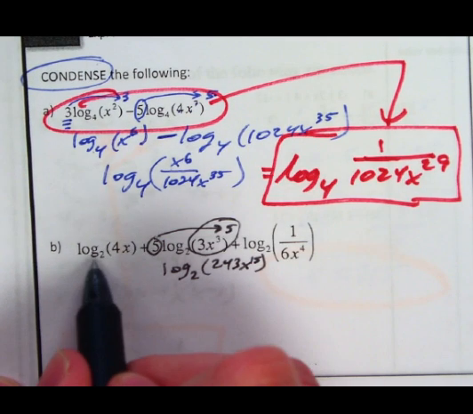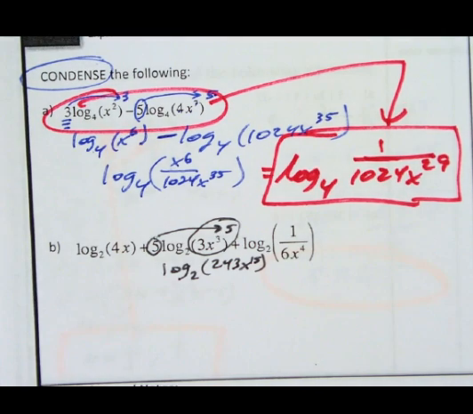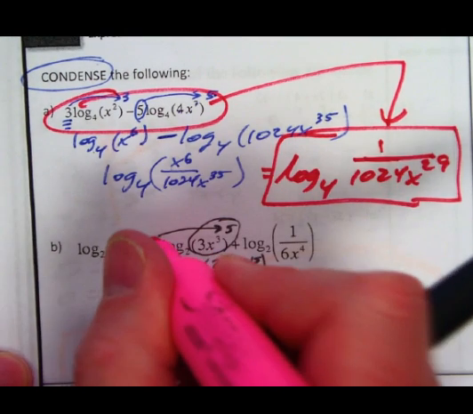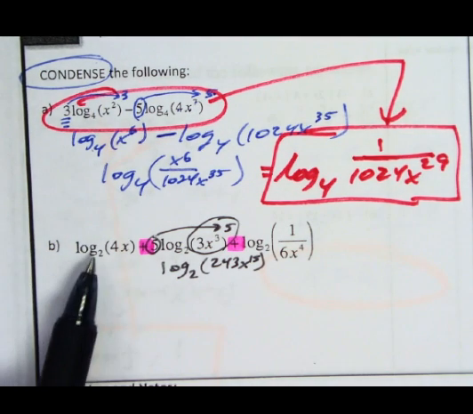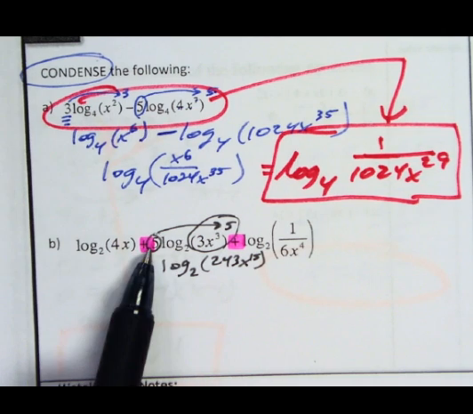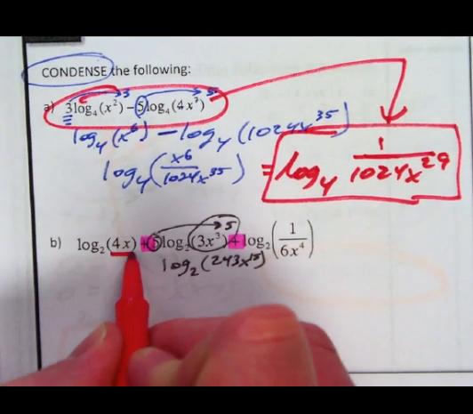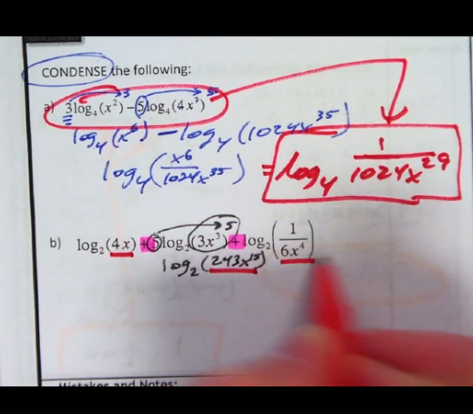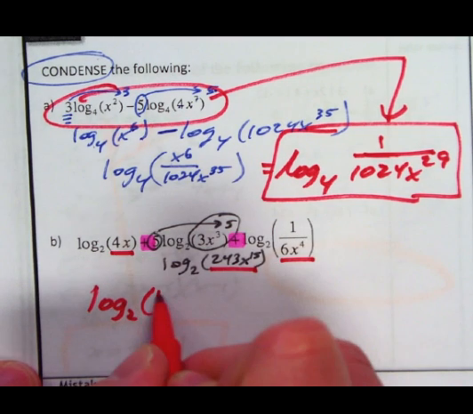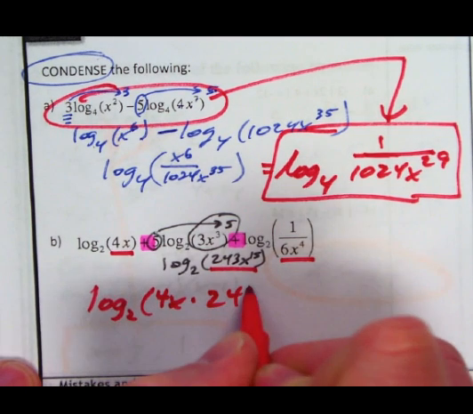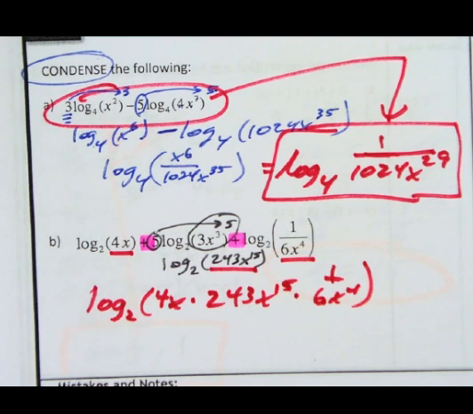Then what I need to do is group this plus that. You'll notice those plus signs are going to go to what's called the product property of logs, where if the same base, all of these have base 2, are written through addition, then we multiply those parts together. The parts that we're going to be multiplying together are this 4x, this, and that, because they all had log base 2 in front of them. So I put log base 2 in front of them, and I'm going to take 4x times 243x to the 15th times 1 over 6x to the 4th. And that's what that's going to look like.